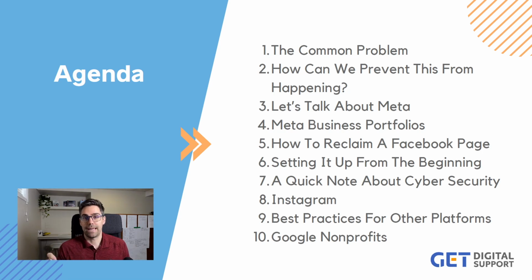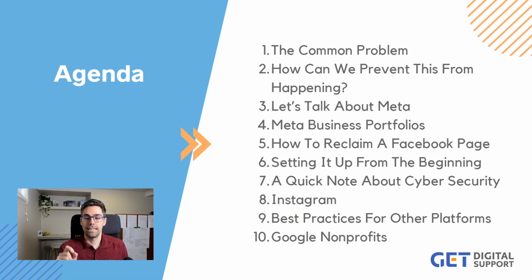We're going to talk about Meta, so specifically Facebook and Instagram, because this is where I see a lot of problems. We're going to get right into Meta Business Suite and business portfolios. That's where things really get complicated. And hopefully I will not overwhelm you too much, but we will talk about reclaiming a Facebook page. There are steps you can take if you've lost access.